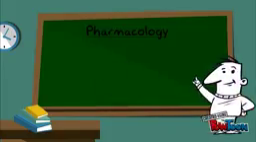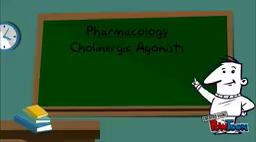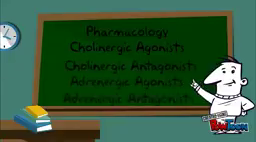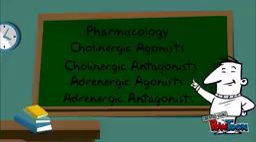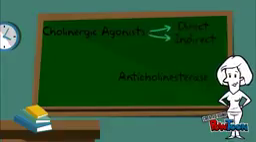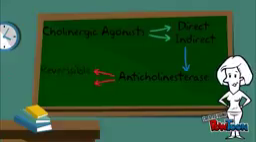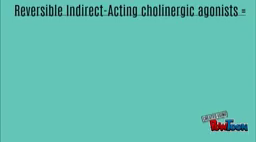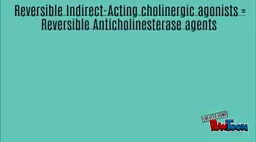Let's first have a quick reminder that drugs may be cholinergic agonists, cholinergic antagonists, adrenergic agonists, or adrenergic antagonists. Cholinergic agonists are direct or indirect acting. Anticholinesterases are indirect acting cholinergic agonists divided into reversible and irreversible. Reversible indirect acting cholinergic agonists, or reversible anticholinesterase agents.